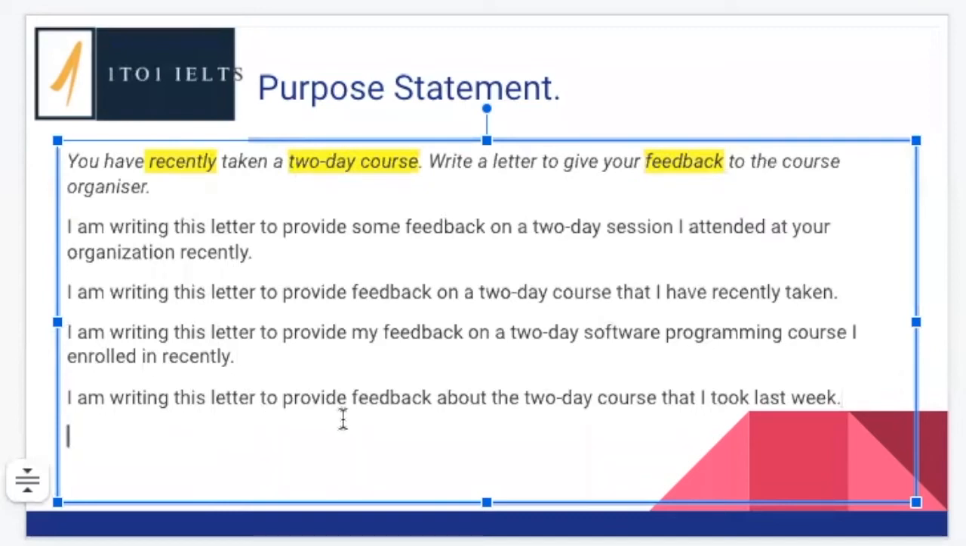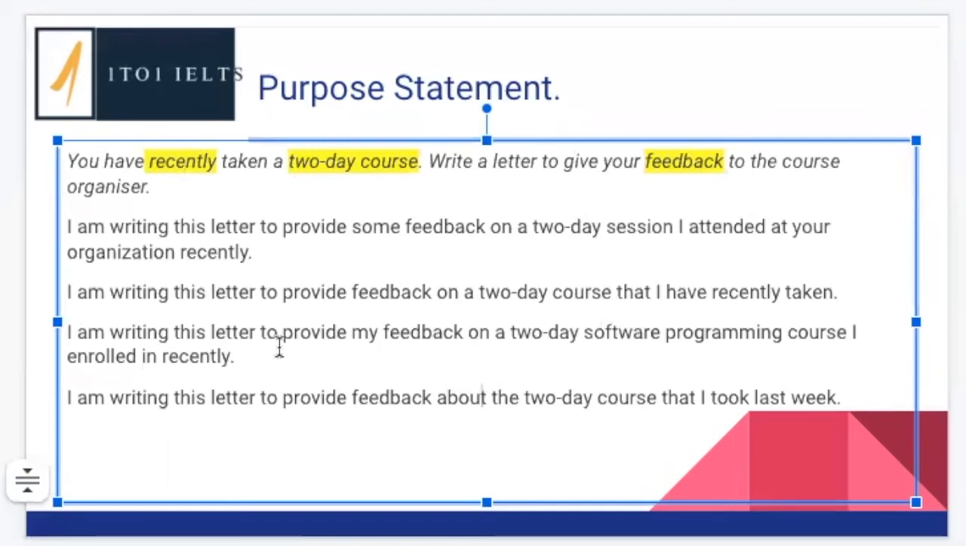I am writing this letter to provide feedback. Yep, about. This also works actually. You can have feedback about and you can have feedback on. So this is another option for prepositions here. So it's perfectly correct. I'm writing this letter to provide feedback about the 2-day course that I took last week.